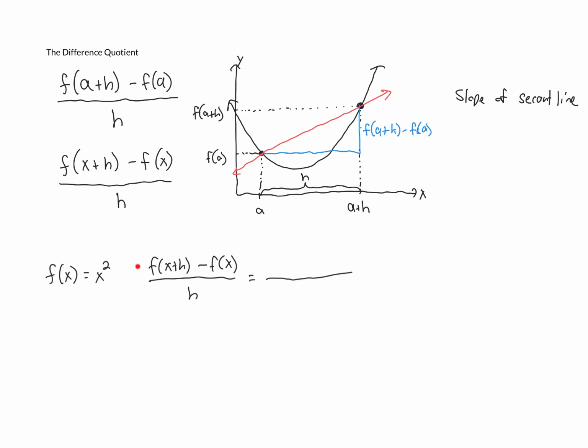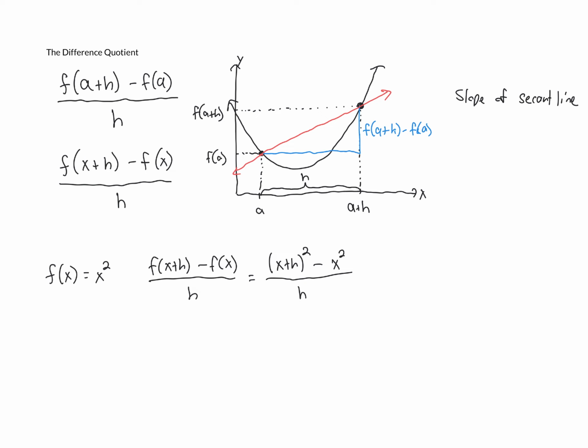Now, if we want to know what f of x plus h is, this function f takes the input and squares it. So f is going to take in x plus h, and it's going to give us x plus h quantity squared. That's what the function does. It squares the input. And then minus f of x is just x squared all over h.